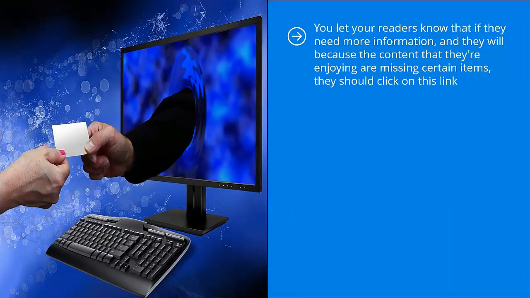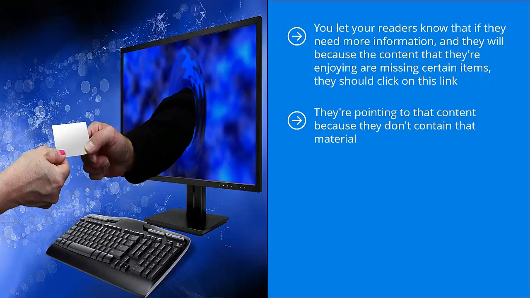You let your readers know that if they need more information, and they will because the content that they're enjoying is missing certain items, they should click on this link. That link, of course, is your squeeze page. The squeeze page advertises your giveaway and lists out the reasons why people would want to download that giveaway. It's pretty straightforward. You're just offering premium content that your other freely available content is already pointing to. They're pointing to that content because they don't contain that material.